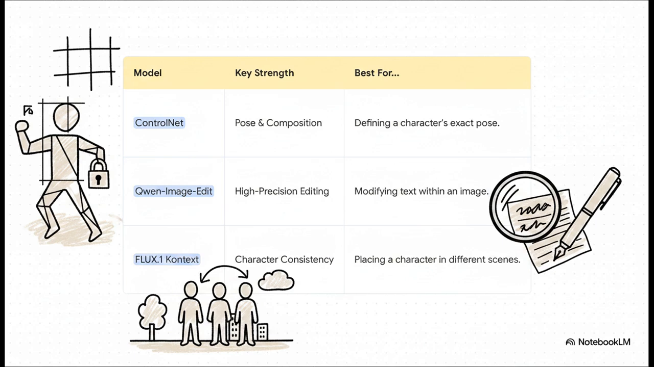Okay, so that's a lot of different tools. How do you know when to use which one? It's actually pretty simple. ControlNet is your foundation. That's for locking in the pose and structure. Qwen is like your fine detail brush, perfect for delicate work, especially with text. And Flux, that's your character's passport. It lets them travel to new scenes without losing their identity.